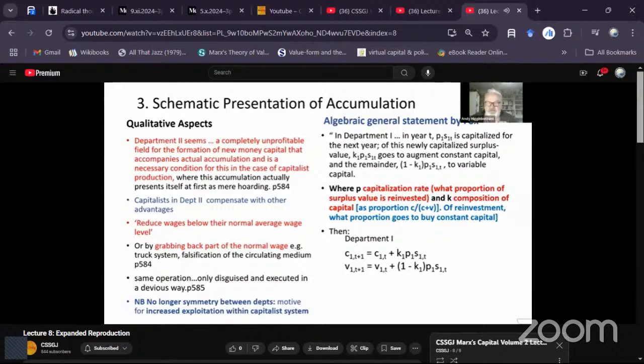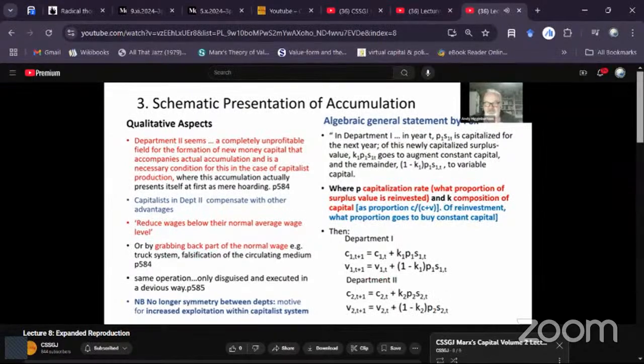Okay, so the capitalization rate at its top end would be 1. In other words, all the surplus value gets reinvested, and it would be 0 if none of the surplus value gets reinvested. And the composition of capital, the way he's formulated it, again, the maximum is 1. If all the capital was constant capital, it's a vanishing limit, but we'll say if all the capital was constant capital, then K would be 1. If all of the capital was variable capital, K would be 0. So it's going to be between 0 and 1 again. Okay. And so that's his formula.